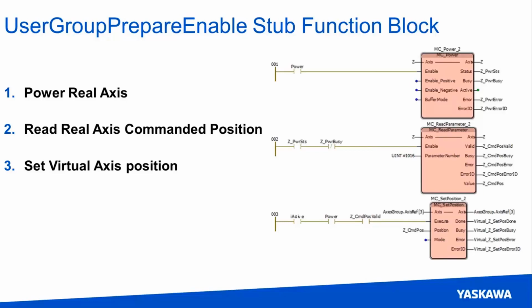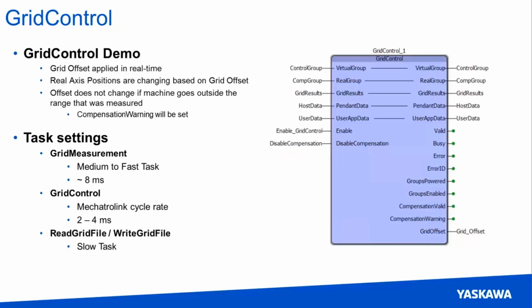This is what your UserGroupPrepareEnable stub function block would look like. There'll be an example inside the UserGroupPrepareEnable inside the Group Toolbox for your use for easy setup. What we have is powering the real axis, reading its commanded position, and setting the virtual axis to that position. I want to note that if we are setting the position of the virtual, that we are just tagging it from the axesgroup.axisref. So I have my live demo coming up on my last slide here.